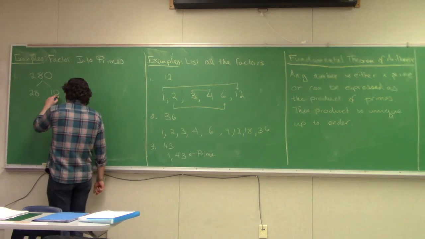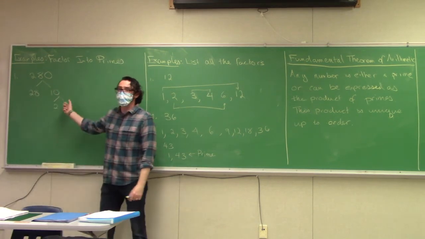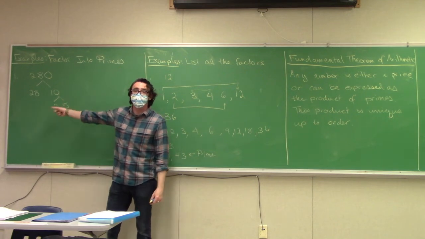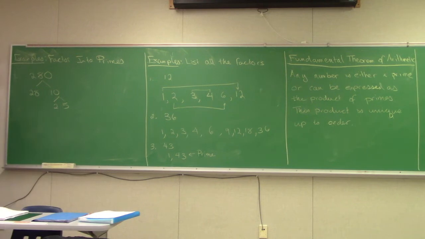Okay, now there's only 2 factors of 10, 2 primes. These are both primes. I can't break the 2 or the 5 down any further. Okay. 28, that's divisible by 4. And of course I could break up the 4 into 2 times 2.